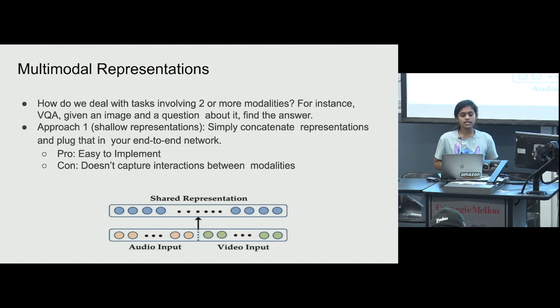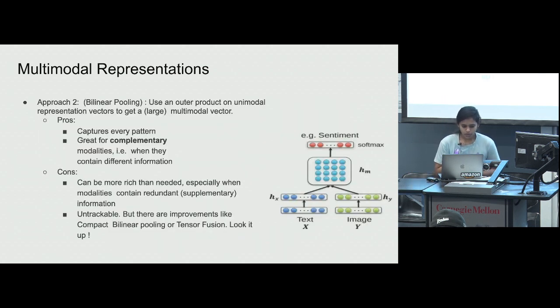But the downside to this is that it does not capture interactions between modalities. Assume that you were doing a VQA task, you're just getting image features and you're just getting text features. You're not understanding which part of the text is correlated to which part of the image. And depending on the question I ask, you might have to look at different parts of the image. So it makes sense to understand the relations between these two modalities instead of just taking two representations and concatenating them in the end. So what can we do about it?